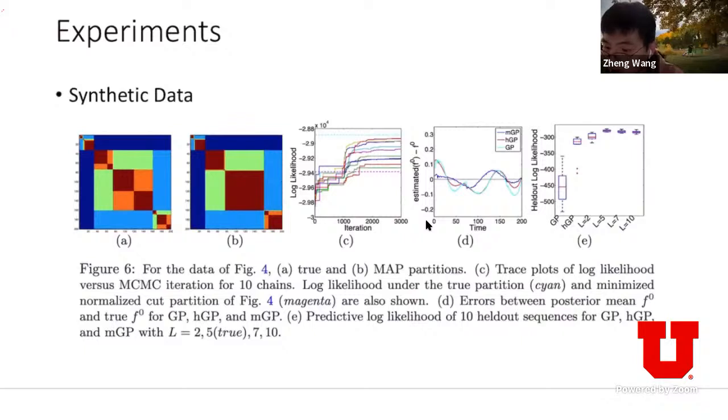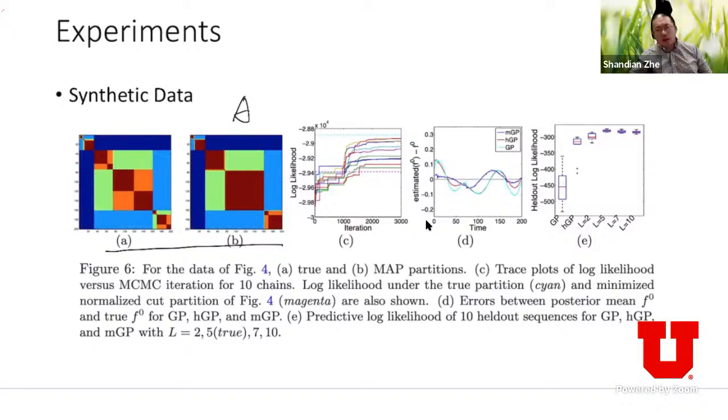And here they gave the results of synthetic data. For the synthetic data, they just want to show their partition algorithm works. For A and B, A is the true partition and B is the MAP partition. I think the result is averaged over multiple samples of partition. How do they get the MAP partition?